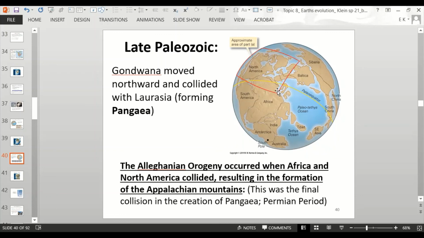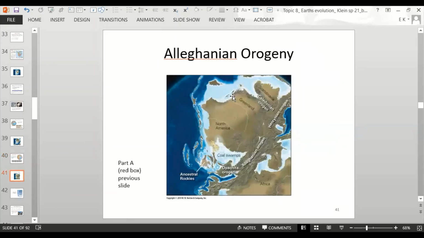So this red square here is shown here. Okay, so this shows you the Alleghanian orogeny right here. And here you have this large coal swamp area. Okay, so that is where a lot of our coal formed. That formed during the period called the Carboniferous.